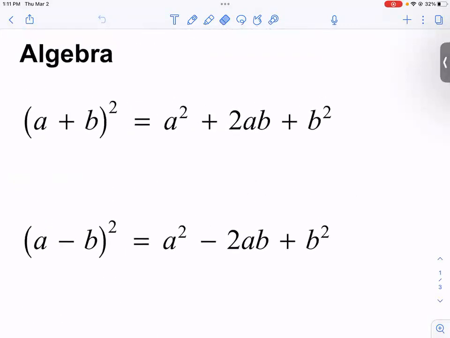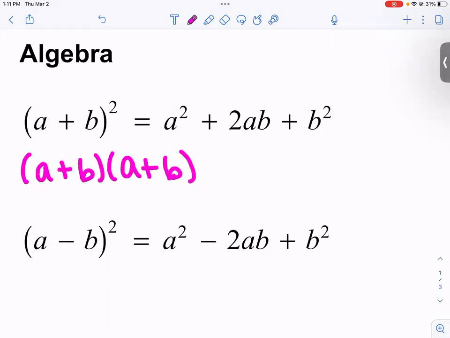First thing, what I want you to understand is that a plus b, the quantity squared, means a plus b times a plus b. Write that down. Because somebody on the quiz is going to say this is a squared plus b squared, and I'm going to lose my mind. Don't be that person.